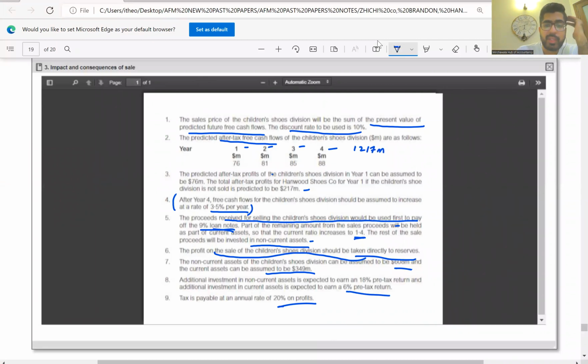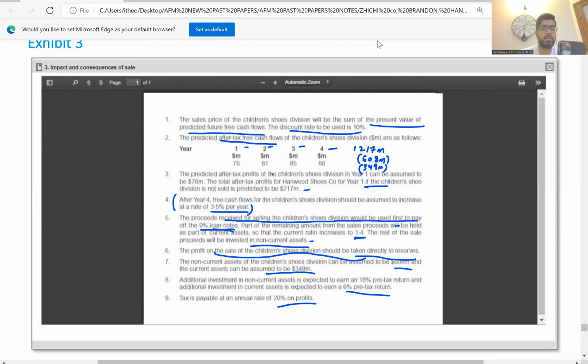You're getting this, but you have to lose your assets, because once you sell, the assets would be gone. So non-current assets of 608 million would be gone, and current assets of 349 million would be gone. So if someone asks you that the profit from sale of this division should go directly to reserves: sale price is 1217, just calculated, and you are losing these assets. So the profit is going to be 260 million. This must directly go to reserves.